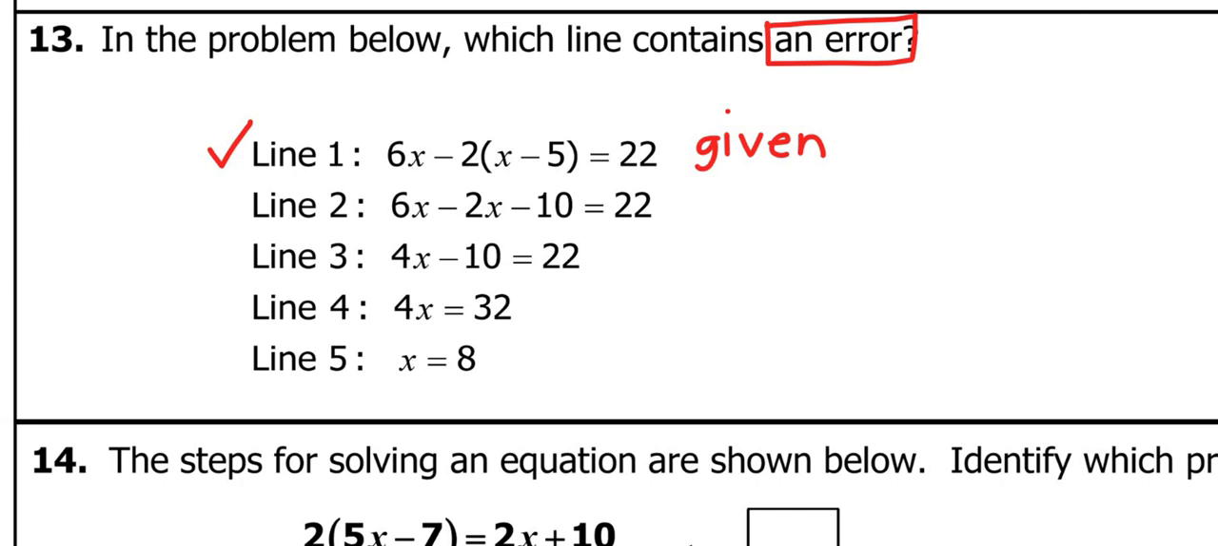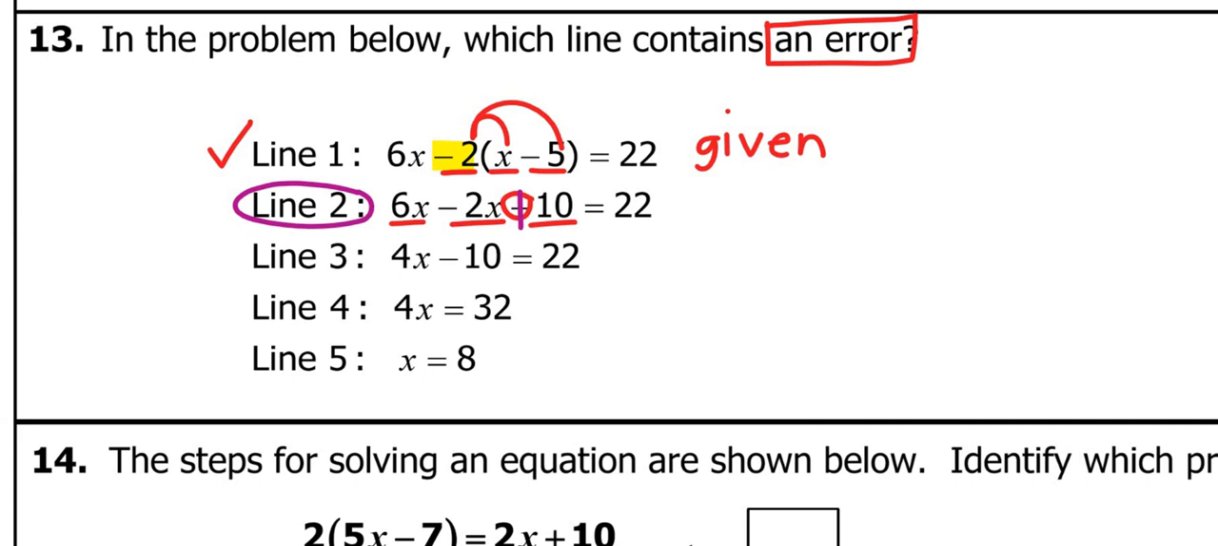Let's think about what we would have to do in line 1 in order to get to line 2. In line 1, we have parentheses with a -2 outside of it. What we've been practicing this whole time is distributing the -2 to both terms. So I would get 6x, which is good, minus 2 times x is -2x, that's good, and then minus 2 times -5. Well, -2 and a -5 should give you a positive 10. Instead, here they have a -10. So the first thing I'm going to say is, well, this is a problem. That should be positive, and it's not. So there was an error here in distribution, a very common error. So I'm going to say right now, this is going to be the line with the problem.